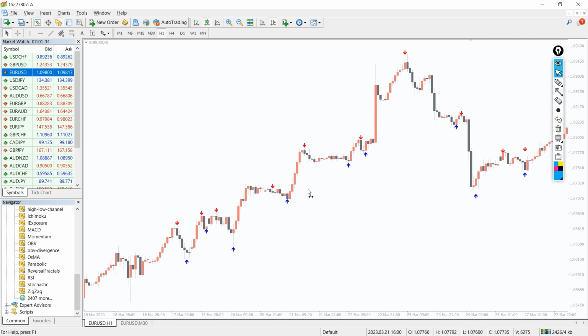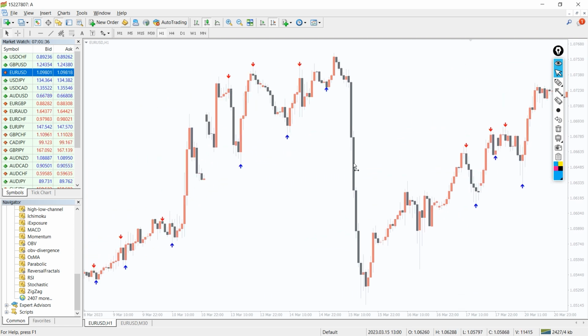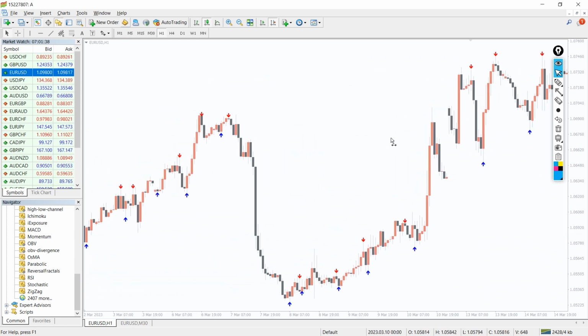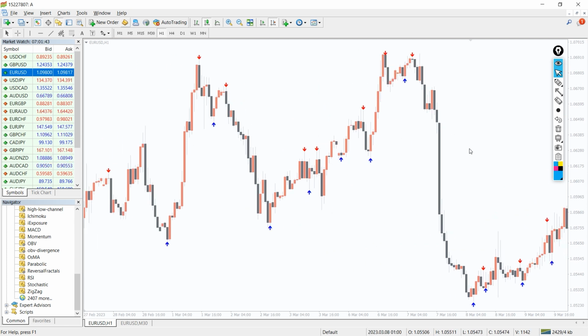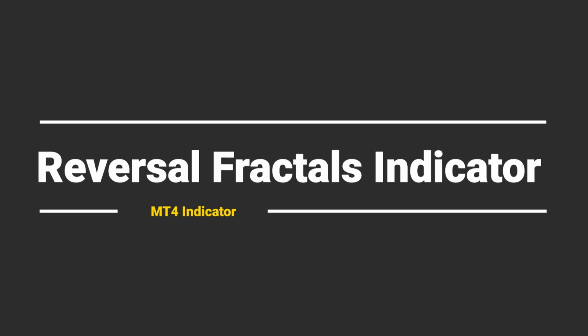What seems like a disadvantage of this reversal fractals indicator is that it gives a lot of signals. After all, with more signals there is an increased risk of false signals. However, there are ways to take advantage of these many signals in your trading. So how to trade with the reversal fractals indicator?